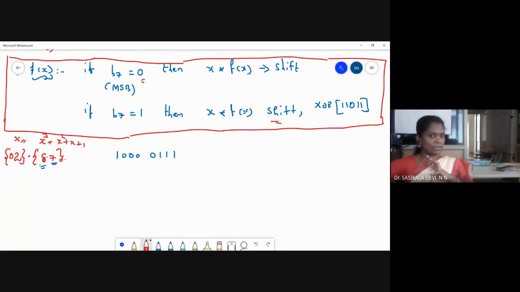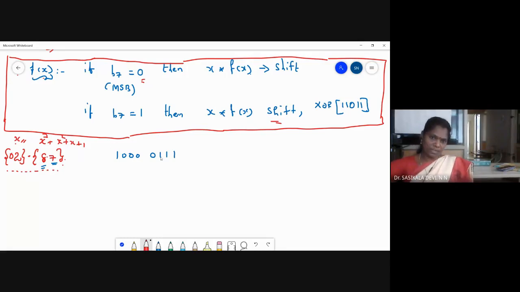If you have the element representation like this, it is not a normal number. These are the polynomial representations of hexadecimal numbers. So actually, what we have to do is multiply x with f of x. f of x is x power 7 plus x squared plus x plus 1, which in hexadecimal is 8, 7, and x is represented in hexadecimal as 0, 2. Now the required operation is 0, 2 into 8, 7.